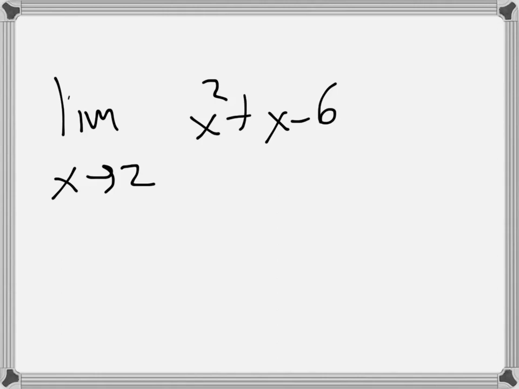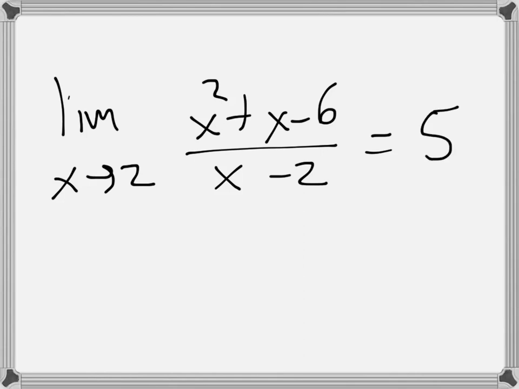This is Professor Thompson again, and this is exercise 35 in 1.3. They want to know the limit as x approaches 2 of x squared plus x minus 6 over x minus 2. And then we need to prove with the epsilon delta definition that it's 5.